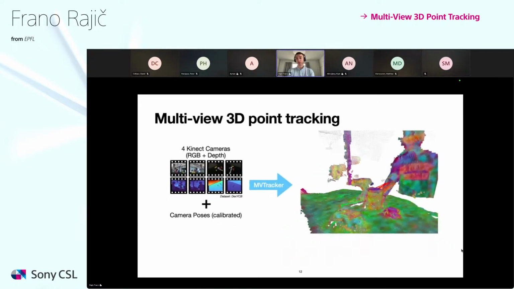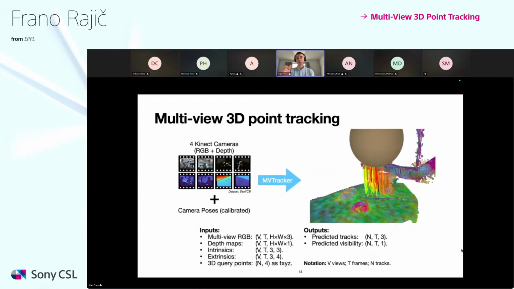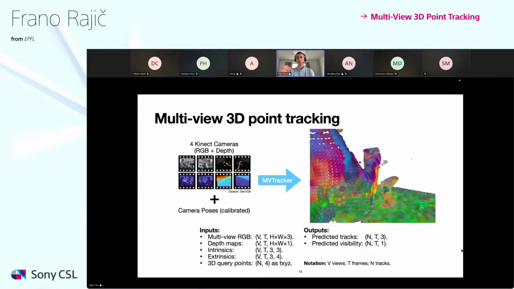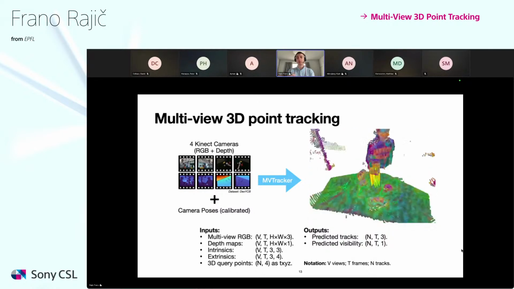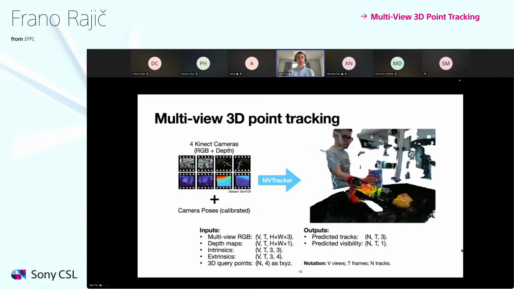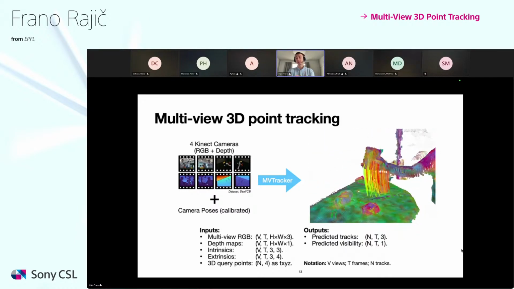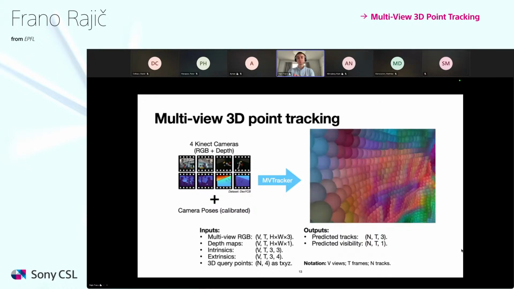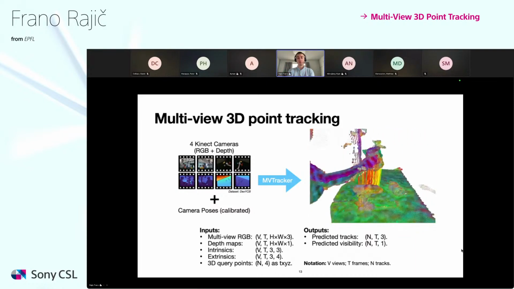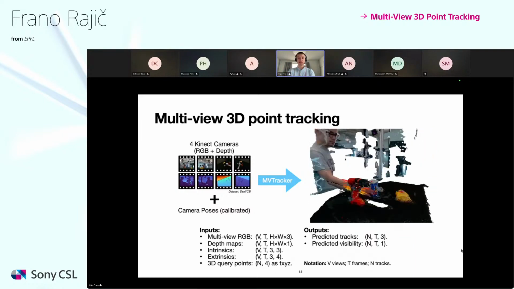If we estimate it, we use Duster, VGGT, or other methods. In the output, we predict the trajectories of how each of the points of interest moved over time, as well as whether they were visible or not at a particular time step. Visibility means if the point perhaps was occluded in some or all of the views, so it was not visible at that particular time step.